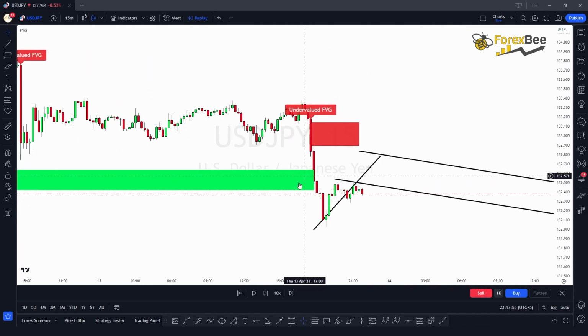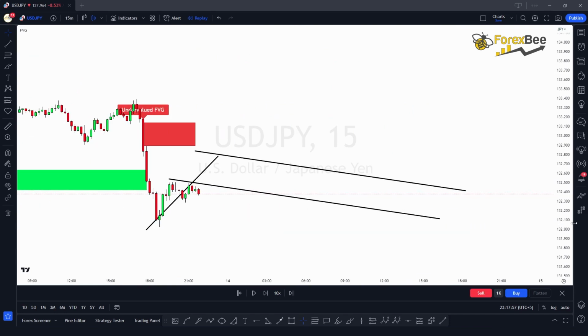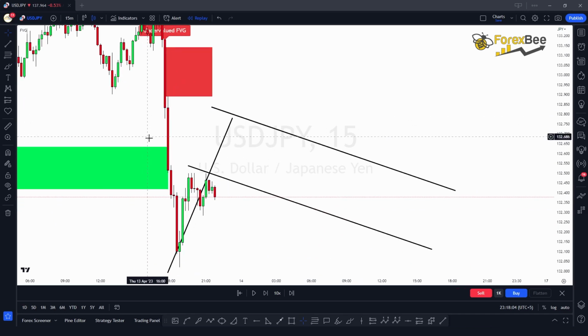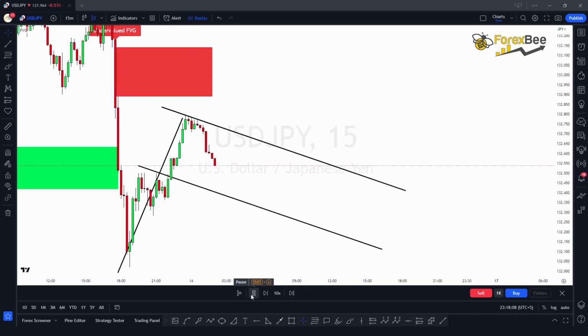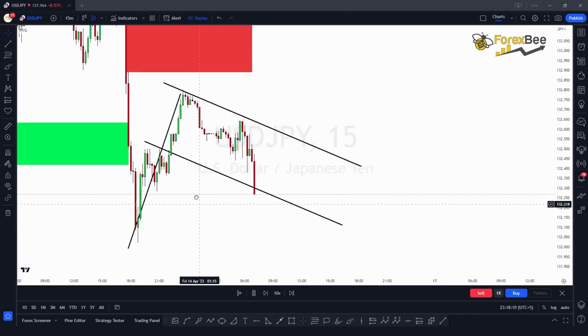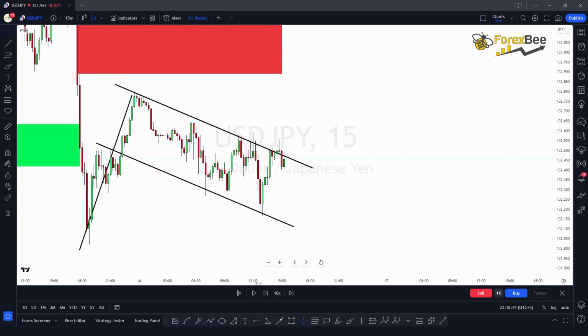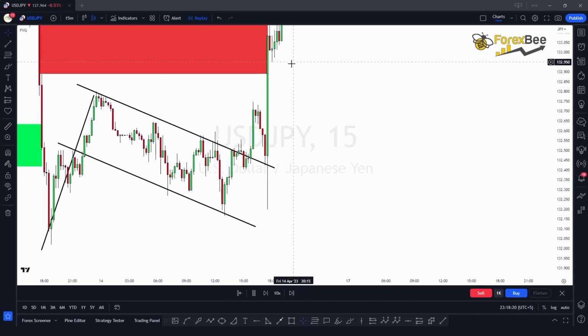And here we can see the formation of another undervalued fair value gap. So the market must go above it to fulfill this undervalued fair value gap. And if we find any trade entry that we can take, then we'll take that trade entry. For example, here we can see the formation of this flag pattern, and once the market goes above it or breaks this upper trend line, we can take a long position because we know the market is going to go back to this zone.